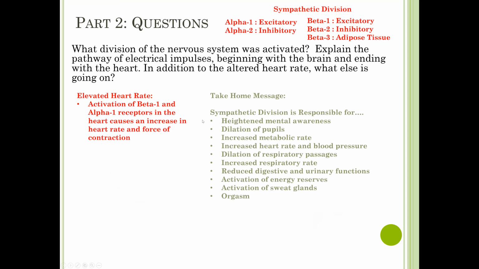So the sympathetic division is responsible for heightened mental awareness, dilation of the pupils, an increased metabolic rate, an increased heart rate and blood pressure, dilation of the respiratory passages, an increased respiratory rate, reduced digestive and urinary functions, activation of energy reserves, so taking both fat and glucose out of their stores and putting them into the blood, activation of the sweat glands, and orgasm.